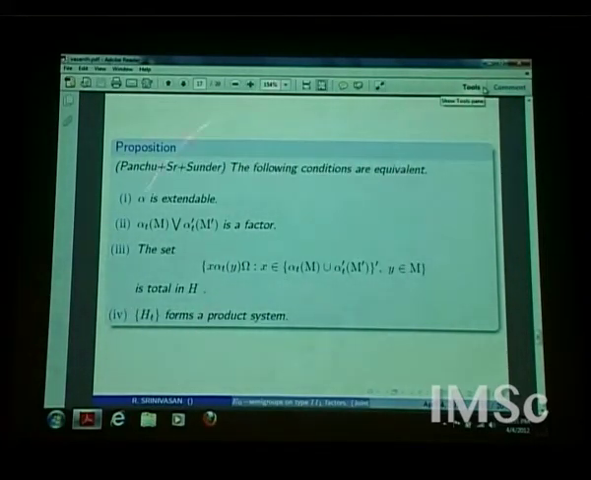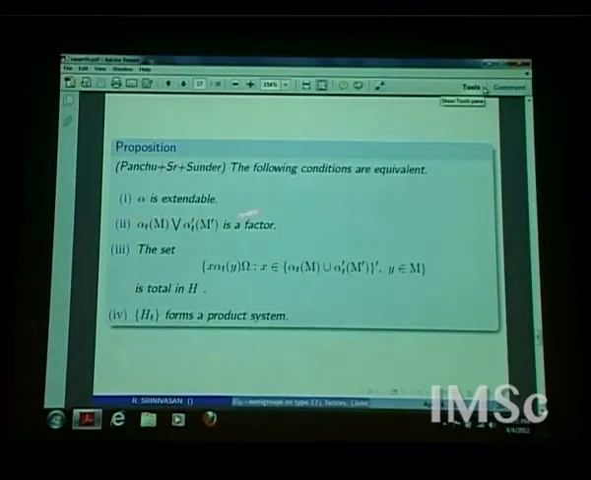So here is this condition. We talked about extendability. Extendability means we have alpha on M, so then we can define an alpha prime on M prime. Then this alpha prime can be extended to something on the whole of B(H). So we talked about that extendability: there is an E_0 semigroup on the whole of B(H), which restricts to alpha and alpha prime on M and M prime respectively.